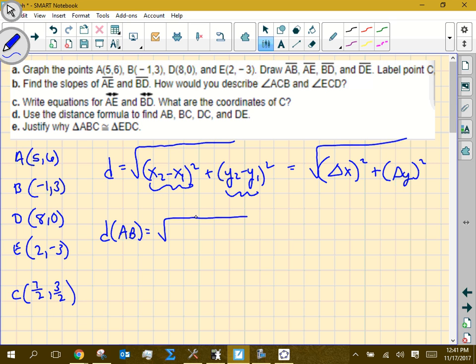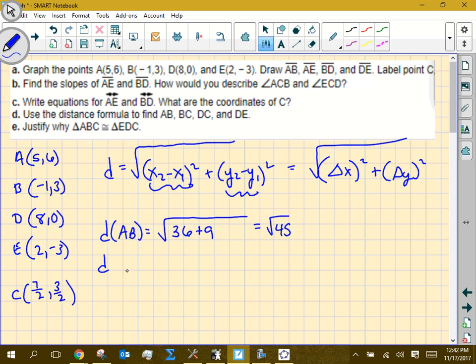Subtract your x's. What's 5 minus -1? 6 squared? 36. What's the difference between 6 and 3? 3 squared is 9. So I get radical 45, right? I'm going to leave it right there like that. We need to simplify that here in a little bit, but we'll do all that simplification later.